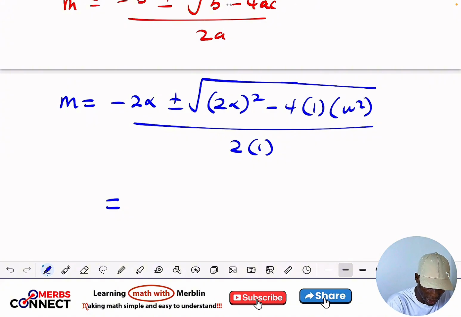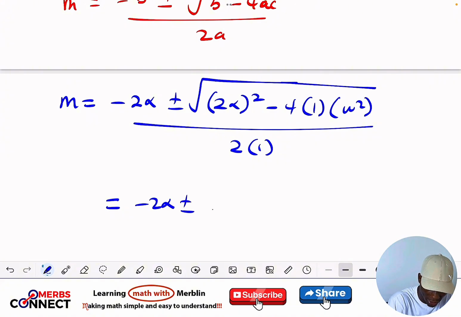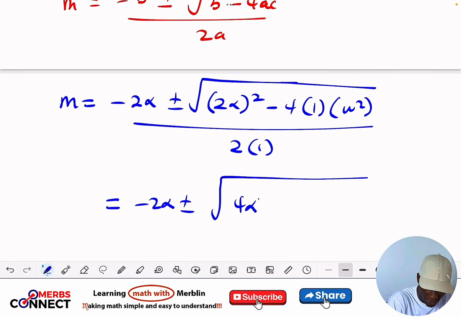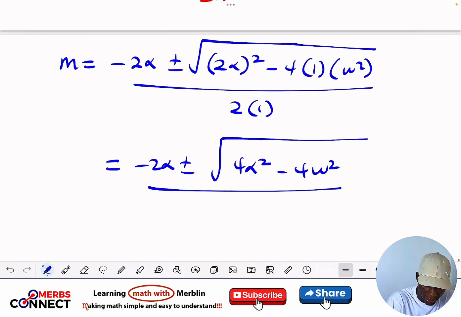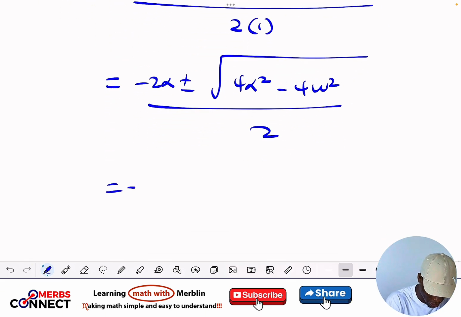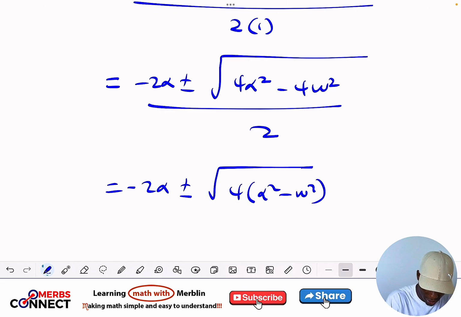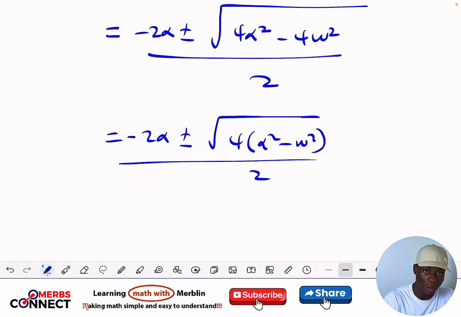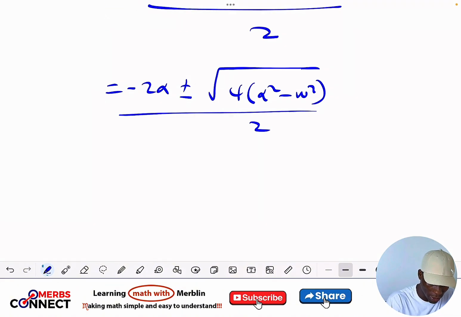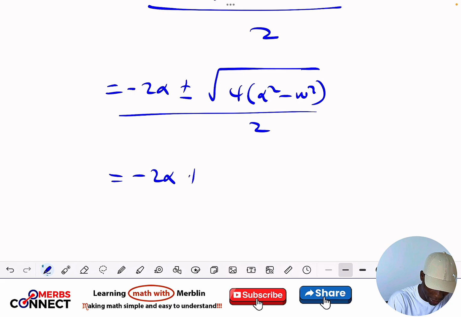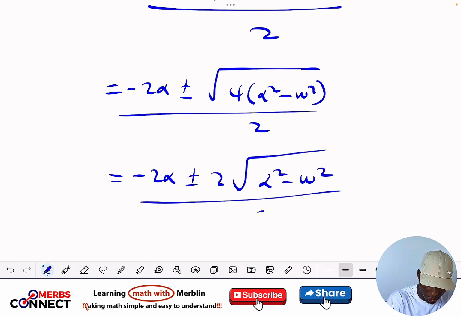We are going to do something here which we need to pay attention to. This is the same as 4 alpha squared minus 4 omega squared, divided by 2. Now I can factor 4 out here. So I'm going to have 4 times alpha squared minus omega squared, divided by 2, and when I pick the square root of the 4, it comes out as 2.